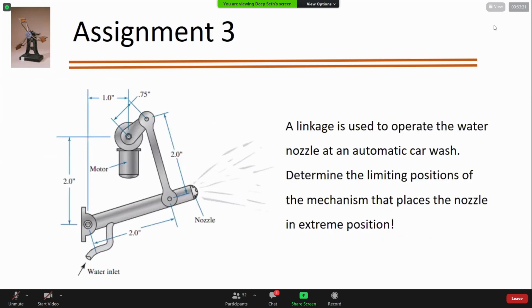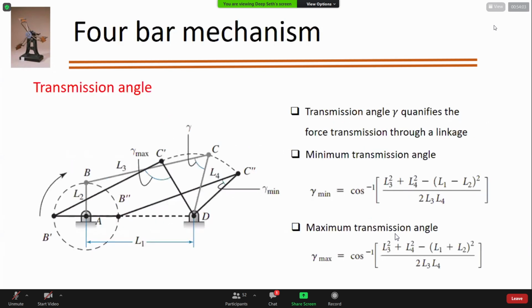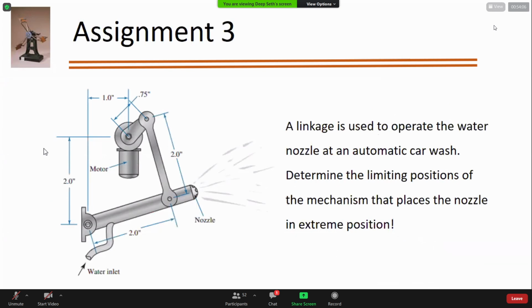So this is your next assignment. A linkage is used to operate the water nozzle in an automatic car wash. You have to determine the limiting positions of the mechanism that place the nozzle in extreme position. So 2 assignments will be there. I will soon after this lecture upload these as 2 assignments for you.